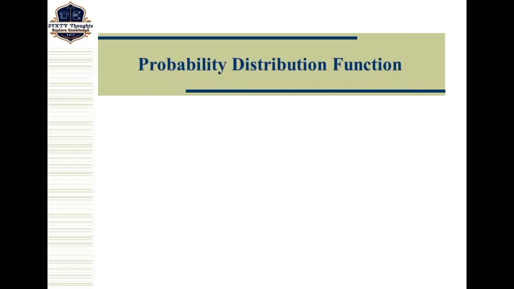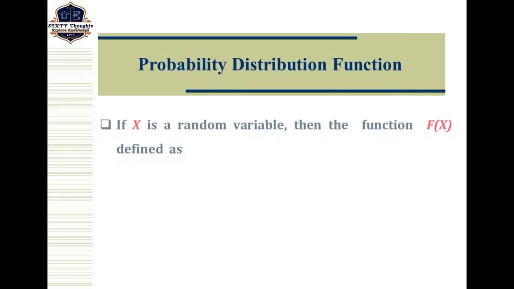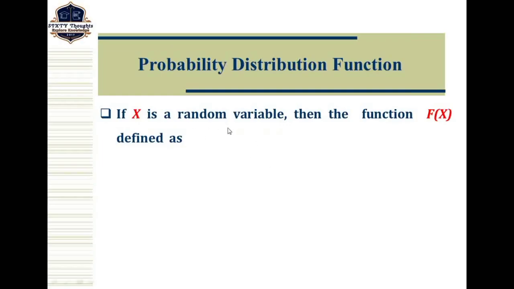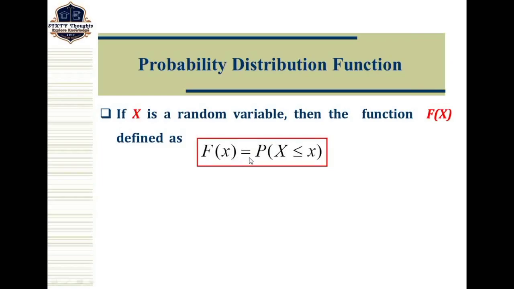In this video lecture, we discuss probability distribution function. So, what is probability distribution function? If capital X is a random variable, then the function F of x is defined as capital F of x equal to probability of X less than or equal to small x. Here this X has two different types of random variable. One is discrete, another one is continuous random variable. It is called the distribution function of X.